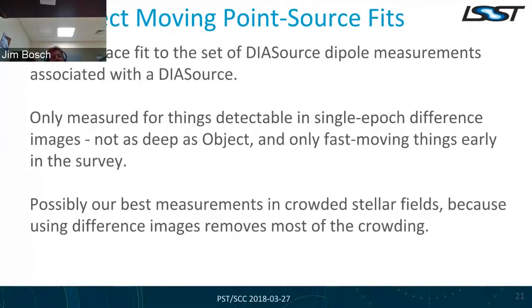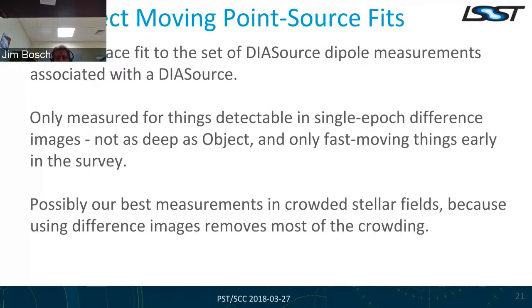All right, next up is the DIA object catalog, which also has moving point source fits. These are catalog space fits to the set of DIA source dipole measurements associated with the DIA object. What happens is we detect a DIA source in a difference image. It looks like a dipole, and we can measure the properties of that dipole, which gives us some indication of both the flux and the separation, but in a highly degenerate way.